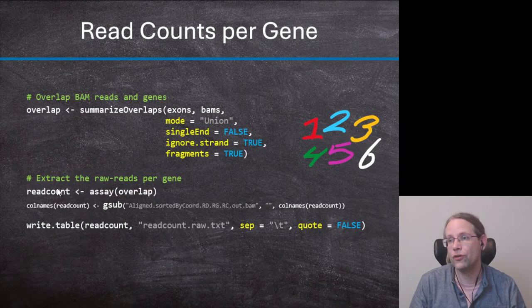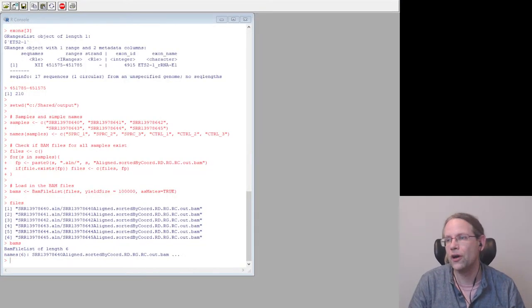And then the big issue is, of course, because my file names are really long, right? Because they have aligned, sorted by coordinate, read duplicates, read group, read count, read calibrated, dot out, dot bam, I'm going to get rid of the last part of the file name. So I'm just going to keep only the SRR with the number part, and I'm going to just globally substitute this string by nothing. And then I'm going to do that in the column names of the read count. So let me show you in R how this looks like.